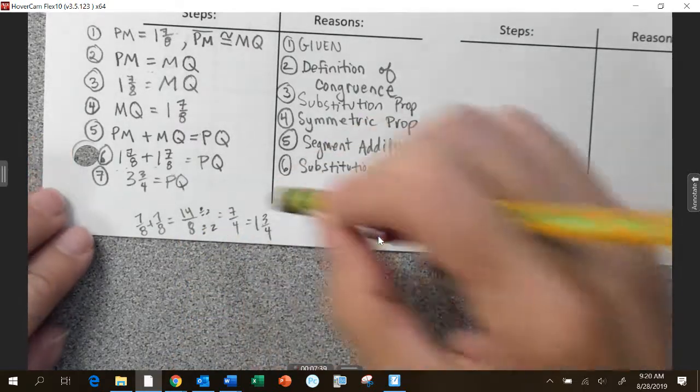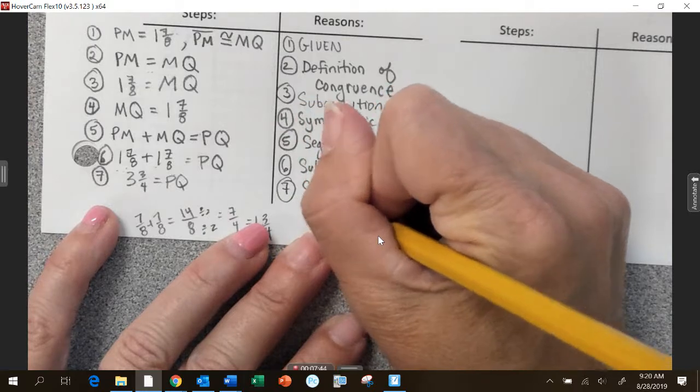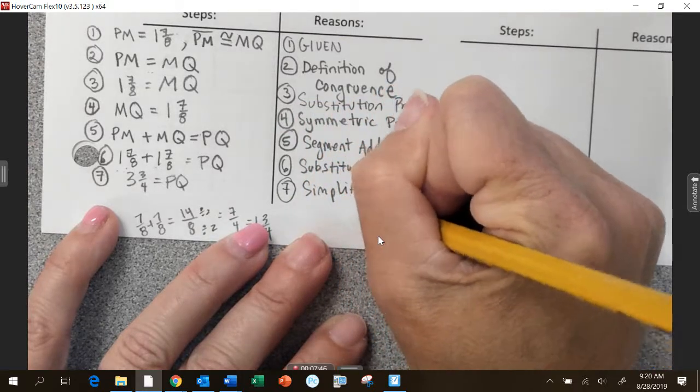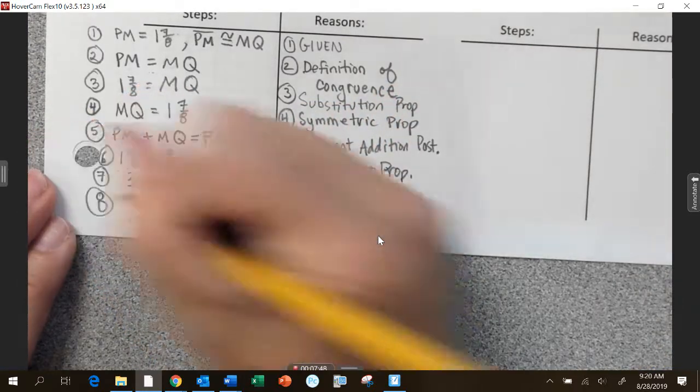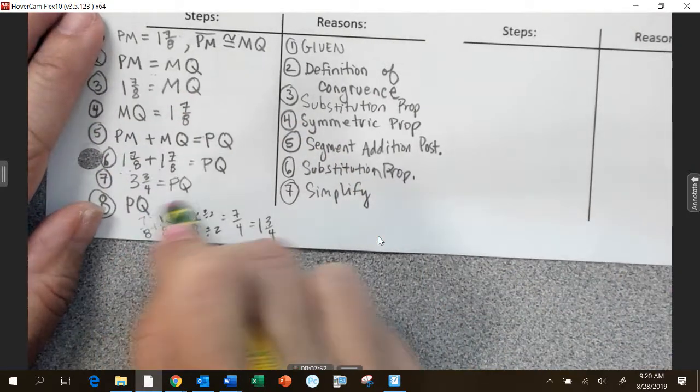Okay, maybe I can leave it there still. So that's simplify. I have one more step. I'm just going to rewrite it so it says PQ first. Yeah, I'm kind of running low on space down here.